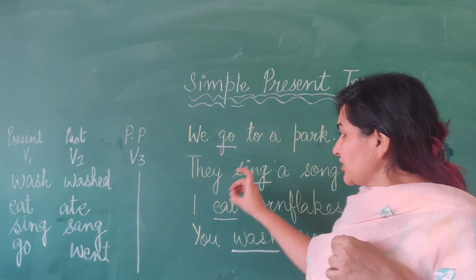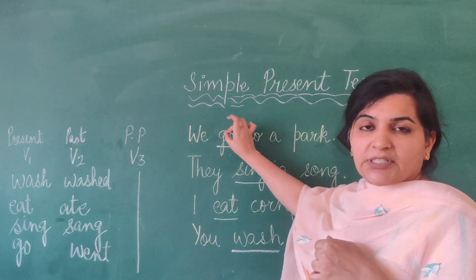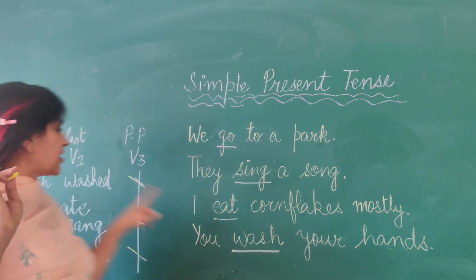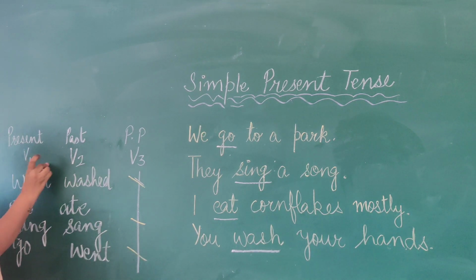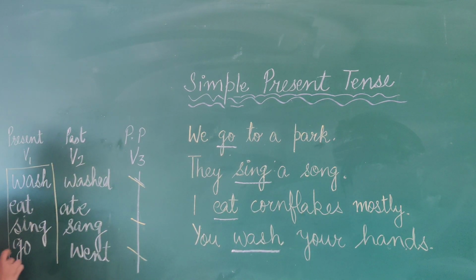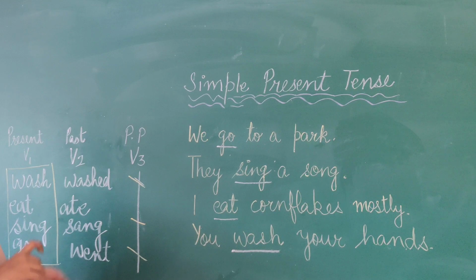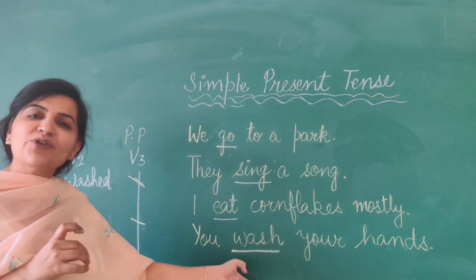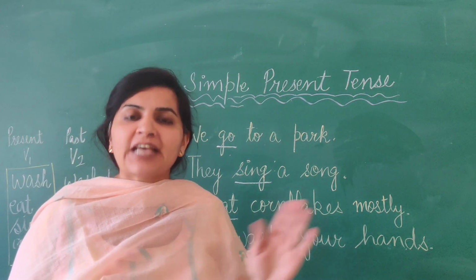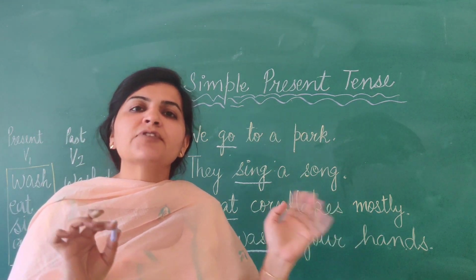So, what do you notice in these verbs? All these verbs are V1, which is present form of verb. So, we have used all these verbs in these sentences. So, it is go, sing, eat, wash. Right? So, that is basically how we use the verb form.